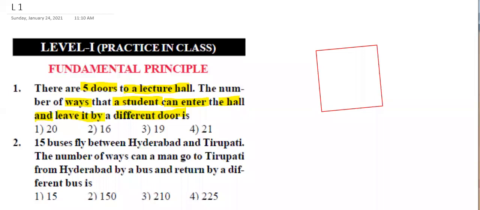So here, how many doors are there? There are 5 doors. So here is one door. This is one door. This is another door. This is one more. So here is one more door. Here, one door. Totally 5 doors.